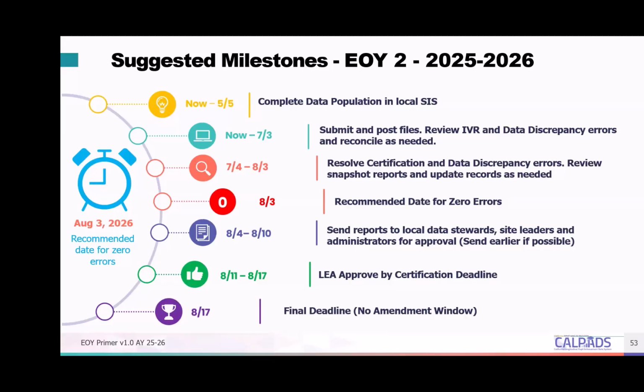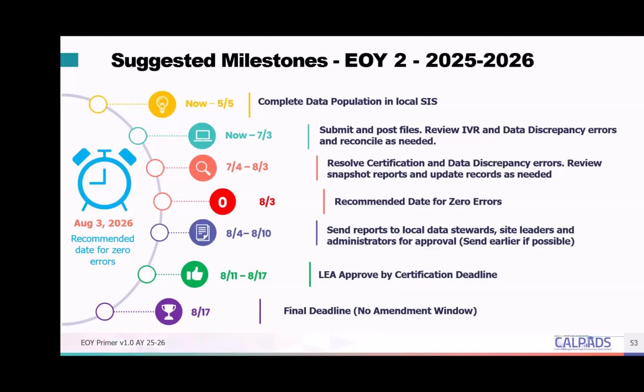The month starting around July 4th to August 3rd, about a 30-day window, is when you can resolve certification errors and data discrepancies and review your reports, updating and finalizing your end of year 1 submission as needed. You'll be in good standing if you have 0 errors by August 3rd. That will also give you about a week to share those reports and provide them to your stakeholders.